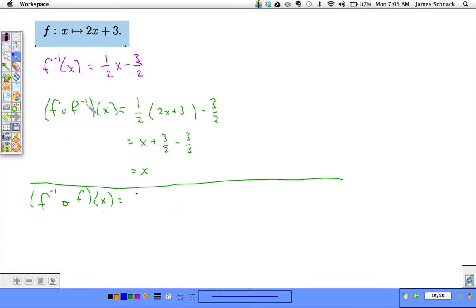I did this completely backwards. This one I took f and plugged it into f inverse. This one I want to take f inverse and plug it into f. And again, we end up with x. And because both of them undo each other in both directions, these two are indeed inverses of each other.